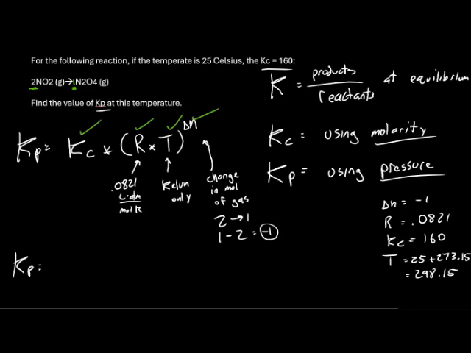We'll say Kp equals Kc, which is 160, multiplied by R, which is 0.0821, multiplied by temperature, which is 298.15, and then raise that parentheses to the delta N, which was -1. We will get 6.54 for our final Kp.